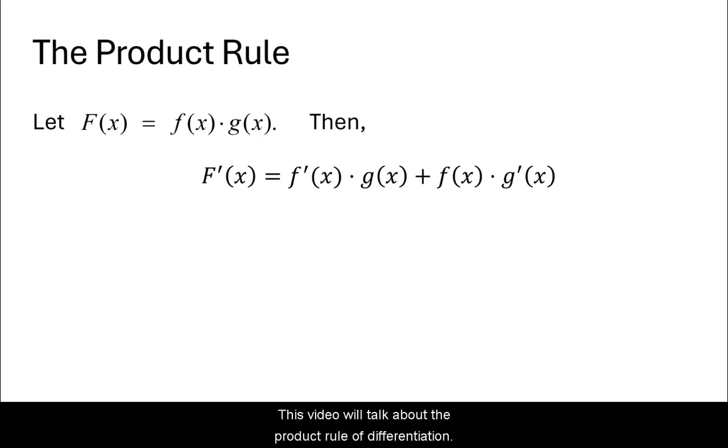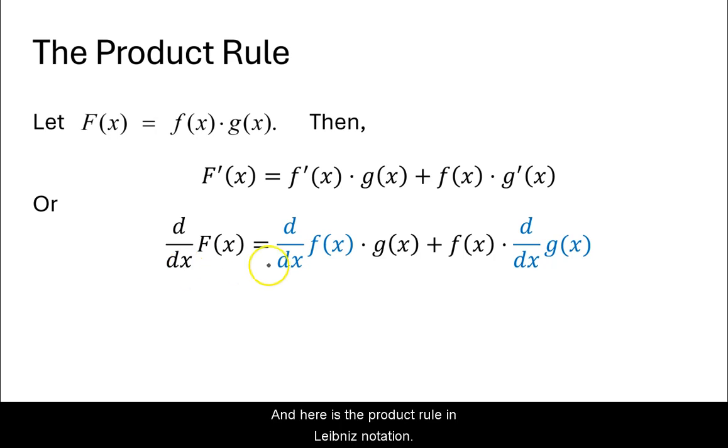This video will talk about the product rule of differentiation. Let big F of x equal the small f of x times g of x. Then the derivative of big F of x is equal to the derivative of small f of x times g of x plus f of x times the derivative of g of x. And here is the product rule in Leibniz notation.